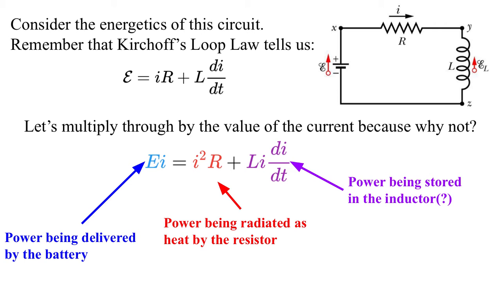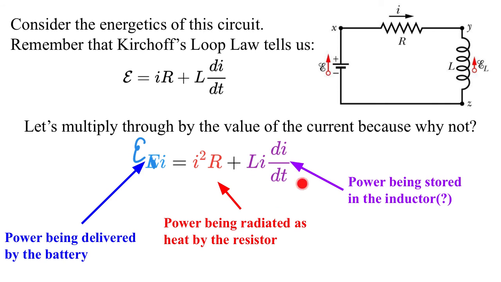This, of course, should be the EMF. And we have the EMF times I equals I squared R plus the inductance times I times di/dt. And we know that the EMF times I is the power that's being delivered by the battery. That's the work being done per unit time to lift charges through that potential. And of course, I squared R is the power being radiated out as heat by the resistor. We've had that for a while.